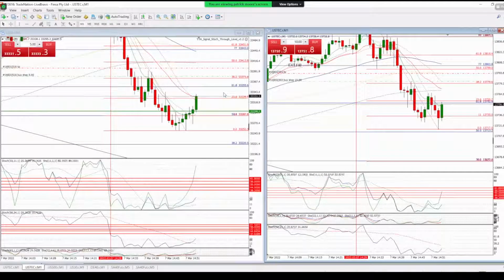Five minutes, we've broken 50 moving average. Resistance 61.8 of the 5-minute grid. So we're in that consolidation area on 5 minutes between 61 and 38. Above the 61, I want to start chasing the 77 on 5 minutes.